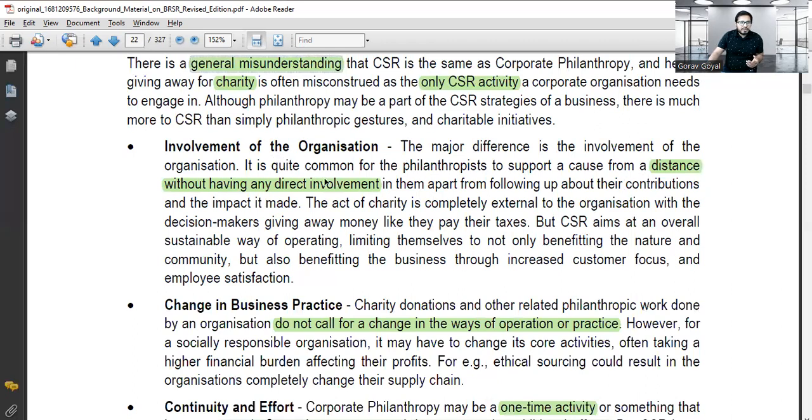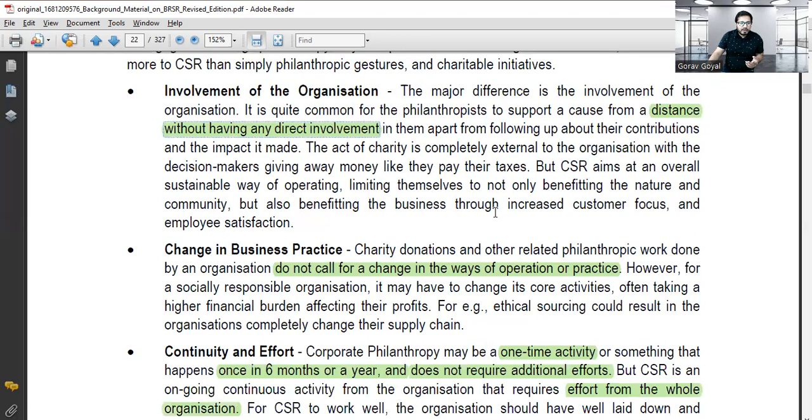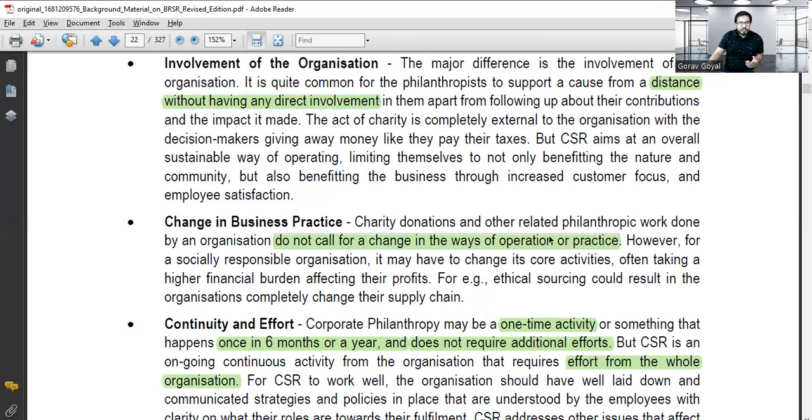Involvement: philanthropy is without having any direct involvement. Change in business practice: philanthropy does not call for a change in the ways of operation. Sustainability is asking you to behave responsibly, and you change the old practices into practices which are sustainable in the near future or in the longer term, while charity does not call for a change.